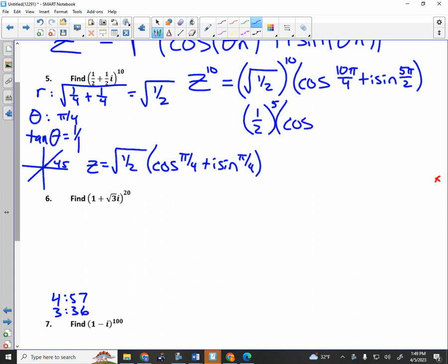Times the cosine of, now here's the problem, and here's where we just need a little segment of this teaching to help you out here. We can't leave our angle expressed above 360 degrees, or more than once around the circle. Is 5 pi over 2 more than once around the circle?